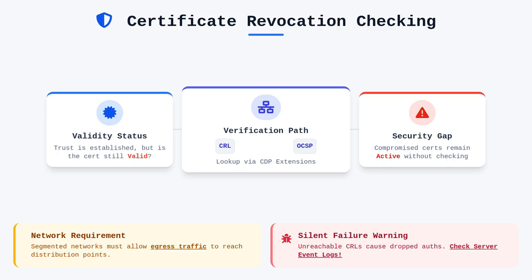You must ensure that the web server hosting the private ARC web services can reach the distribution points defined in the CDP extensions of the certificates. If your vault environment sits in a segmented network, you might need to adjust firewall rules to permit egress traffic for these revocation lookups. If the service cannot reach the CRL, you might experience a silent failure where the authentication attempt is dropped, which is often a frustrating issue to debug if you aren't checking your server-side event logs.